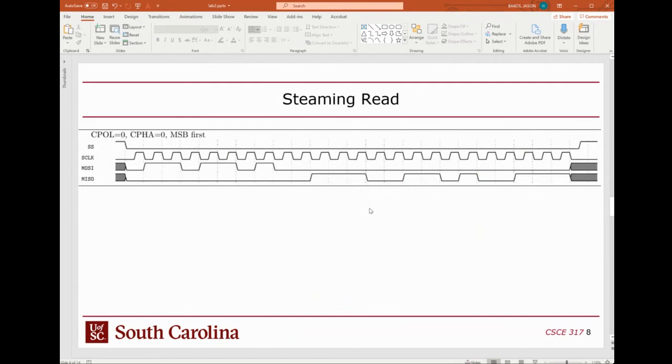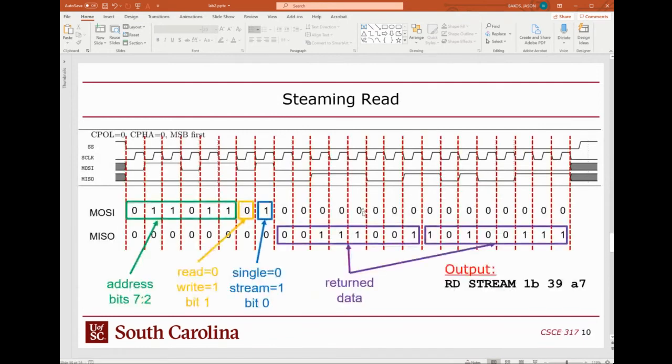Okay, so now let's look at a streaming example. In this case, we have an address. The address is always in bit 7 down to 2 in the first exchange. Bit 1 is 0, which means we're doing a read, but then bit 0 is a 1, which means we're doing a stream.